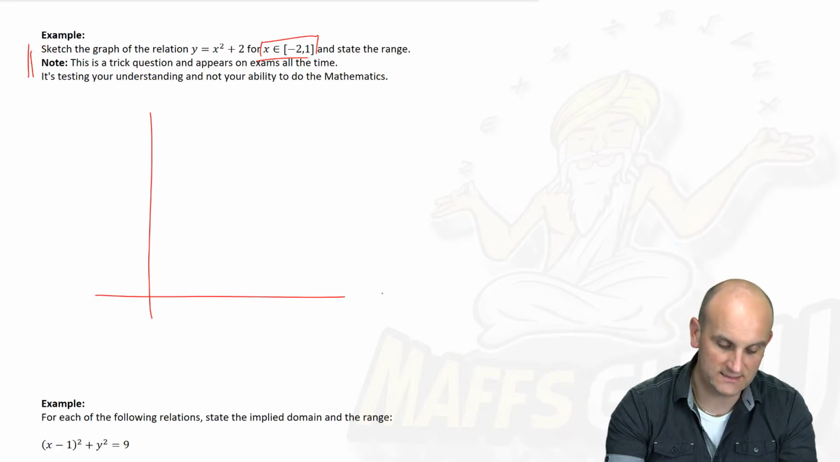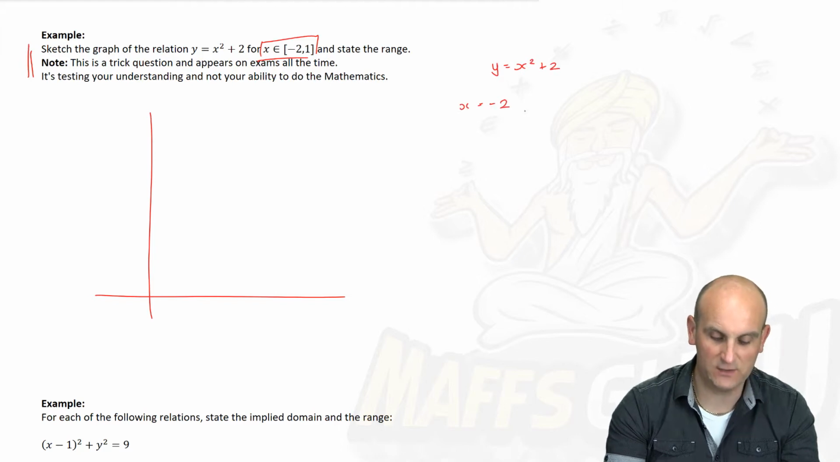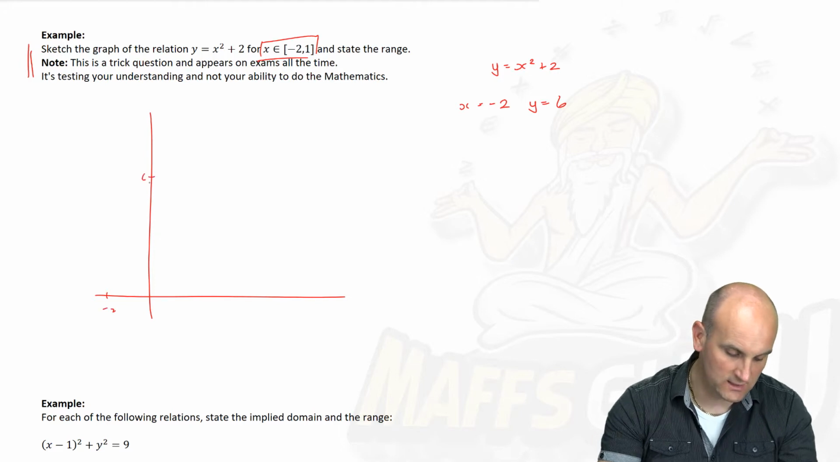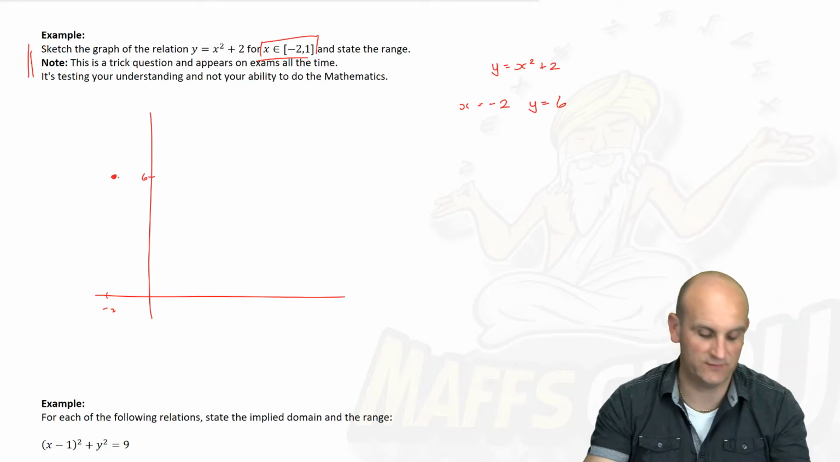And the way I do that is to say, well, I have y equals x squared plus 2, and I know that my lowest x value is -2. Then -2 squared is 4, plus 2 gives me 6. So I have a point (-2, 6). So I know that the top of my graph is there on the left-hand side. That's the highest point it gets to on the left-hand side.